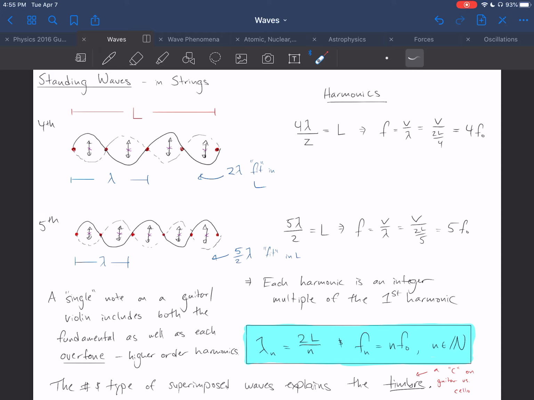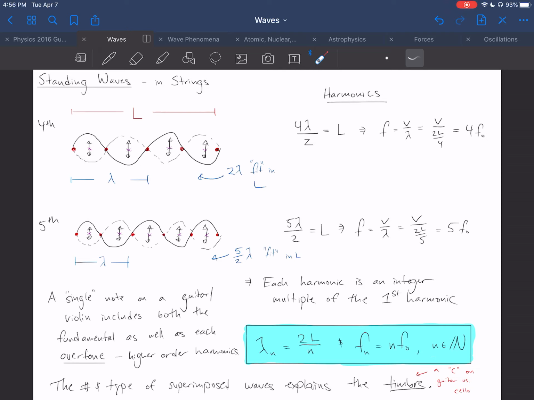So, a couple broad patterns here. Firstly, note that each harmonic is an integer multiple of the first harmonic. And the harmonics are almost always named such because they are integer multiples of that fundamental. And so if you just march up the integers, you get the higher harmonics.